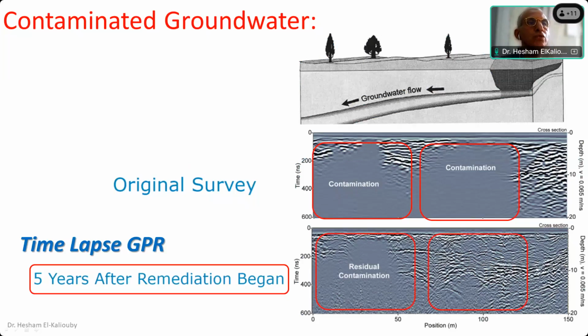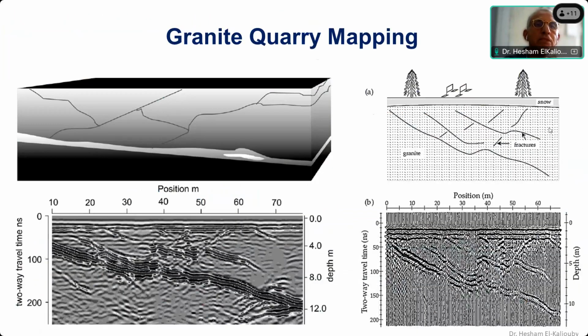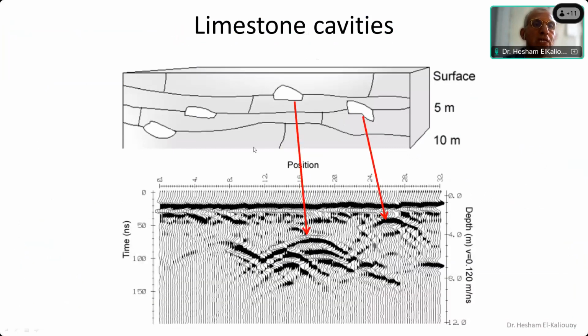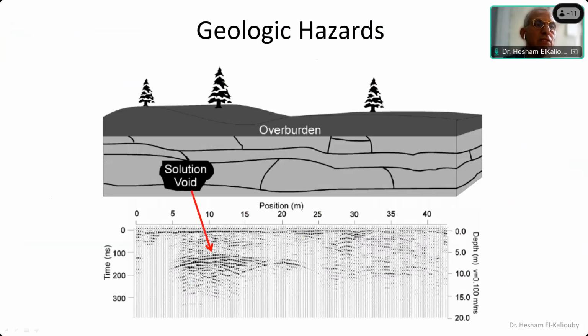It can also be used for granite quarry mapping to check if there are any fractures or faults in the granite or limestone. It can also be used for limestone cavities, like dissolution cavities in limestone. Again, for sinkhole detection, a sinkhole could be dangerous, could cause a collapse if we did not detect it or degrout it.